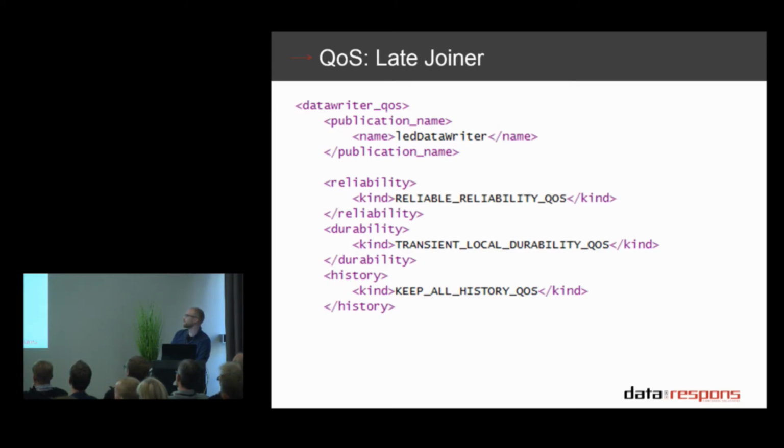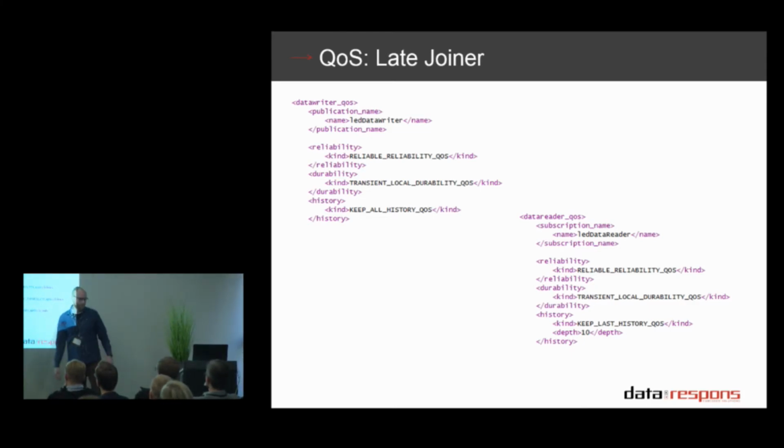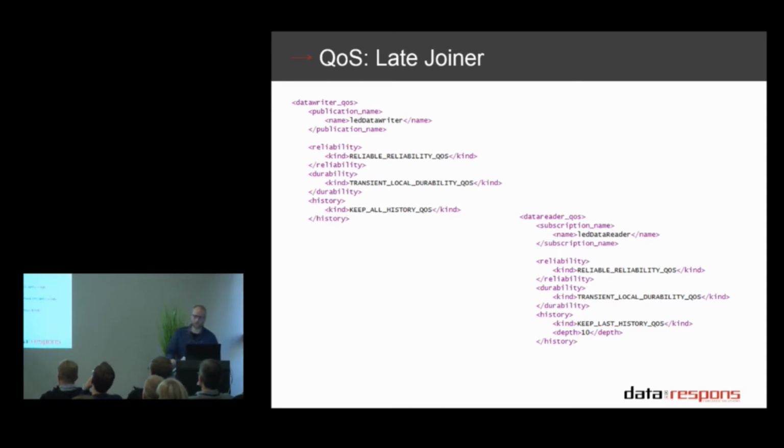And typically, it's stuff like you set up the reliability. And the interesting thing here is the history tag at the bottom, where you tell your data writer to keep all the samples it has been sending. So every time it sends a sample, it stores it in a big database for later use. And the same is true for the data reader. Here it's set up to keep the 10 last samples that you've been sent. That's useful for late joiners. When you plug in a device that wants these data later on, then these data readers and writers will cooperate and send the data where they're supposed to be.